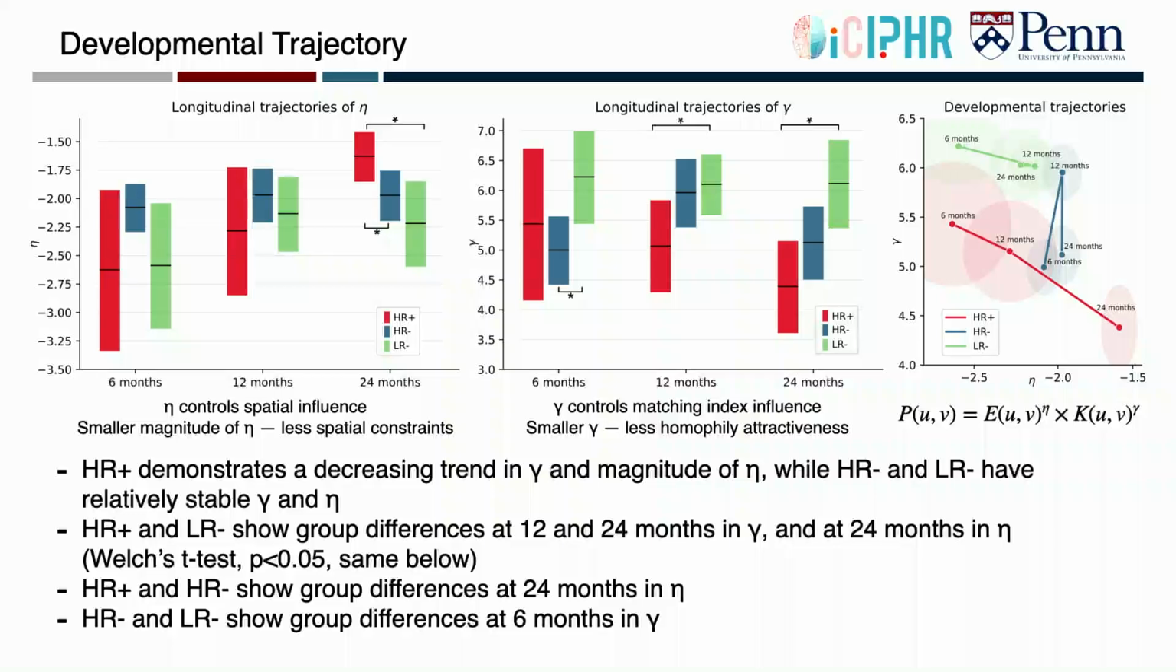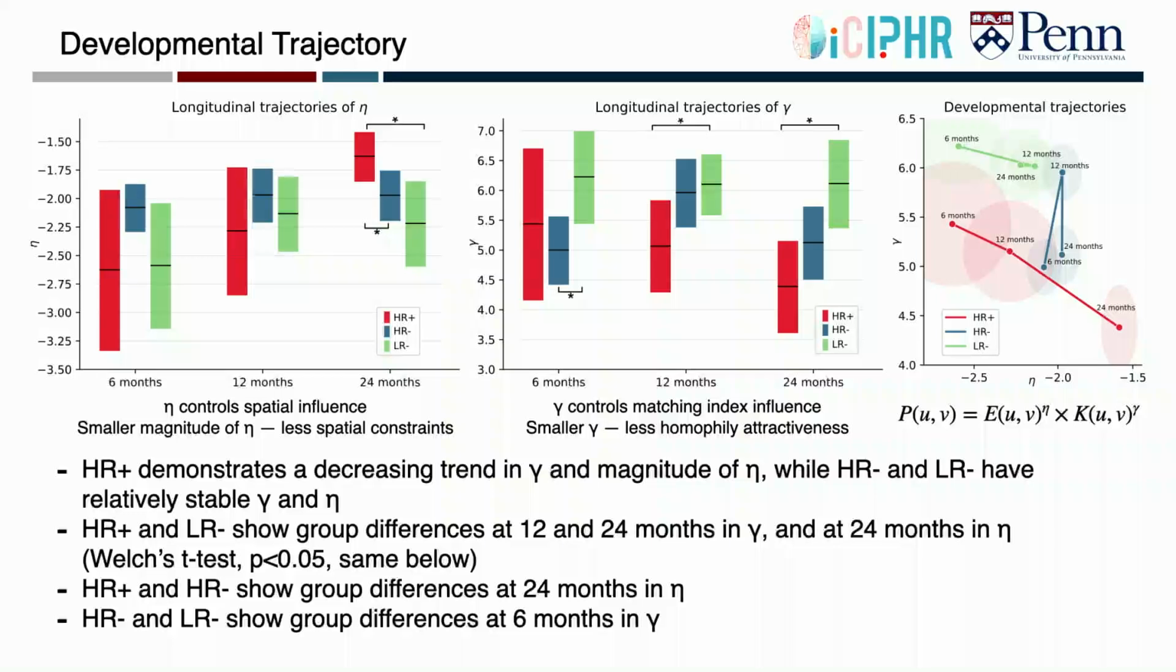A decreased magnitude of eta will cause less spatial constraint in the network generation in the HR positive group. This may be associated with longer fiber length and also brain enlargement in autism that were found in a previous study. Decreased gamma also means less homophily attractiveness, which may be related to reduced modularity in autistic networks found in a previous study.